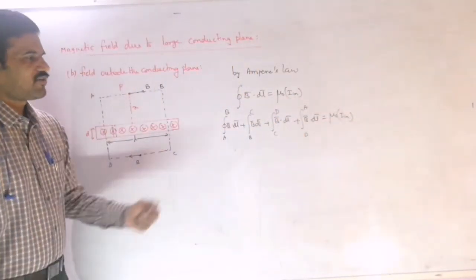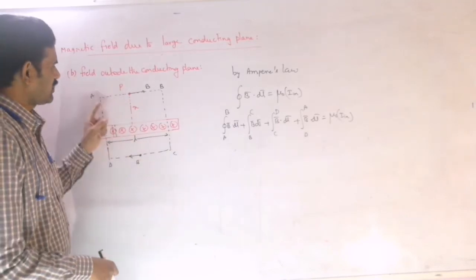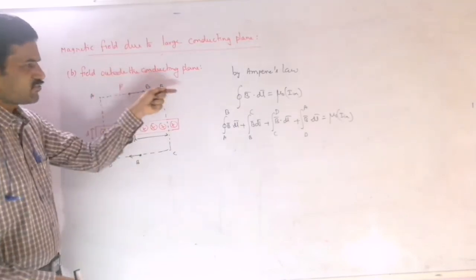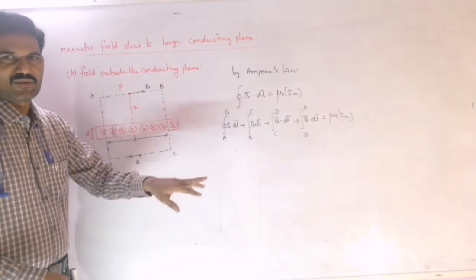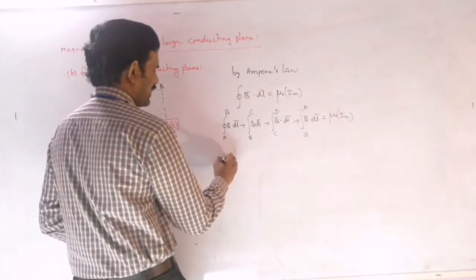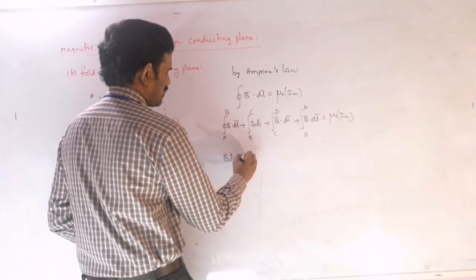And so now the integral of B bar dot dL bar from A to B means again this B bar, and we are traveling A to B in the same direction. So B bar and dL bar are in the same direction. So I can write this as B into L into cos 0.